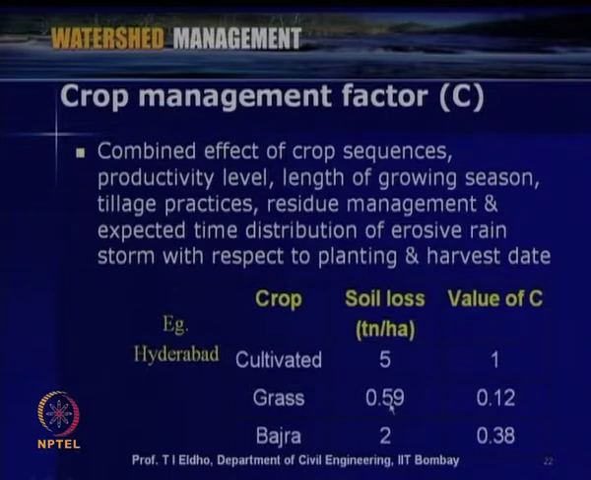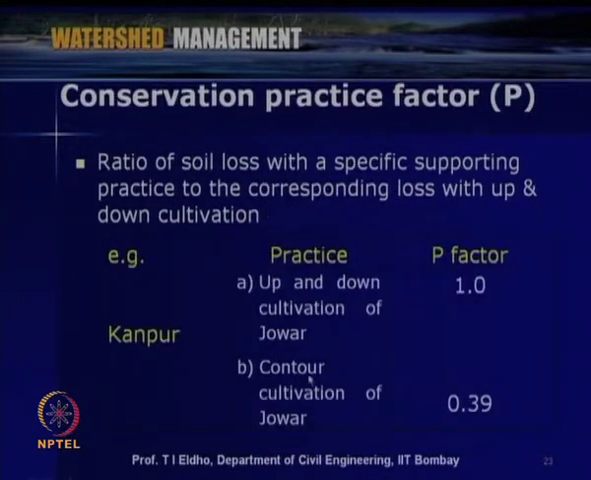For the grass region, soil loss can be 0.59 and the value of C will be 0.12. For bajra, soil loss can be 210 per hectare and the value of C can be 0.38. Then another factor is the conservation practice factor P in the USLE equation. It is a ratio of soil loss with a specific supporting practice to the corresponding loss with up and down cultivation. So, this also depends upon the type, the geographical location and what kind of practice we adopt.